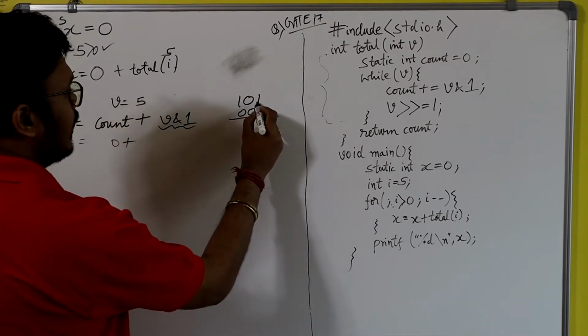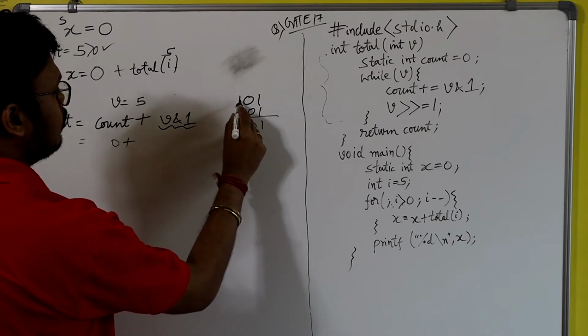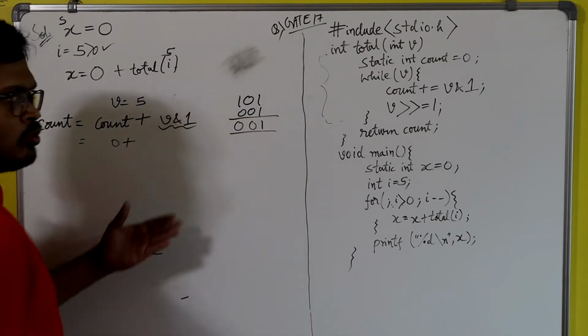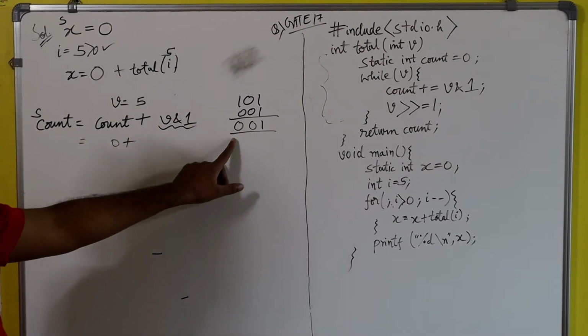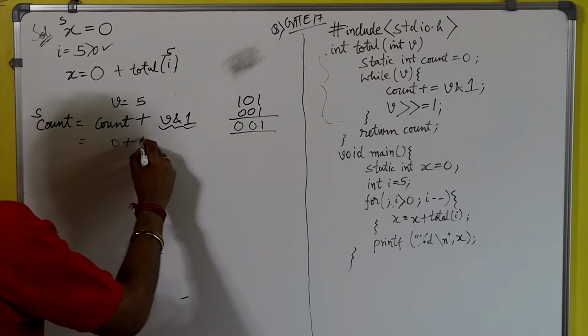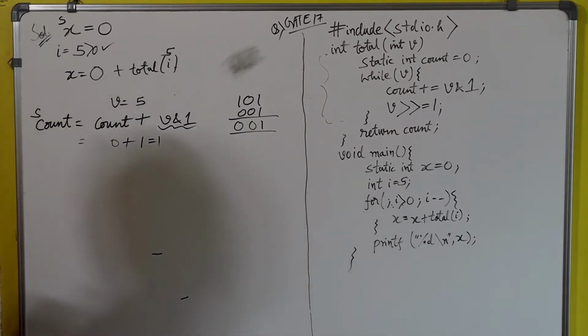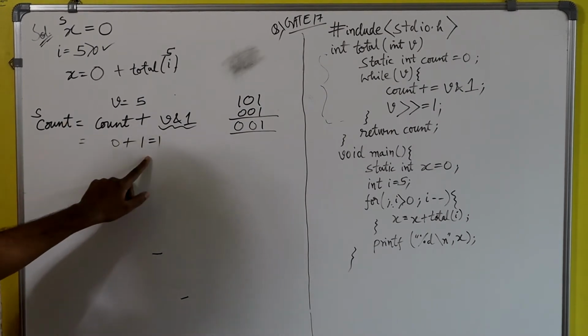Okay. So what is 1 and 1? 1 and 1 is 1. 0 and 0, 0. 1 and 0, 0. I hope you know this. So what is 001? Actually 001 is 1. So the value of count has become 1.